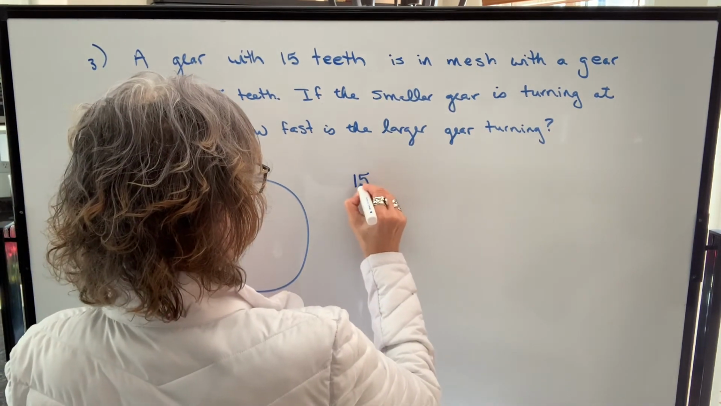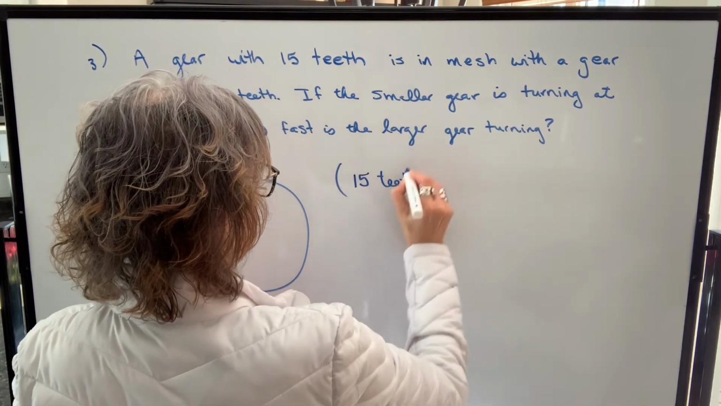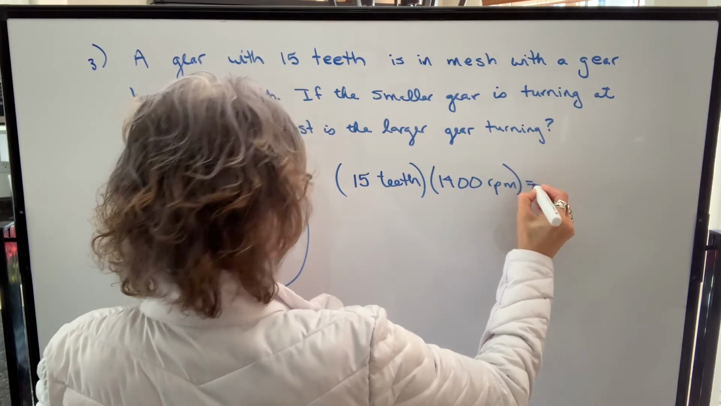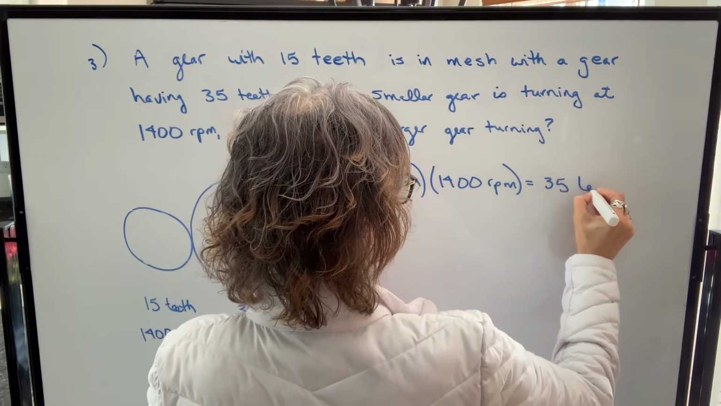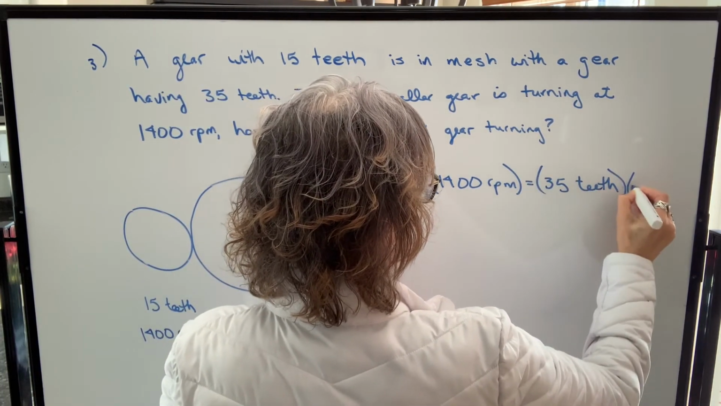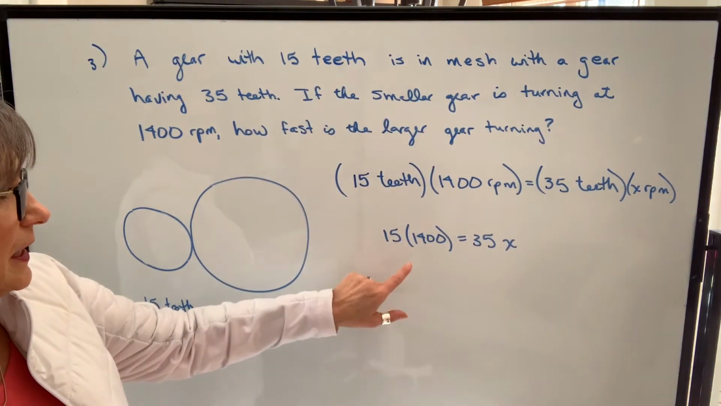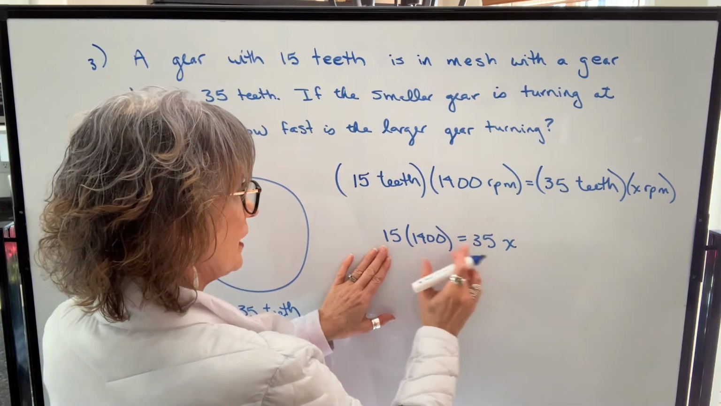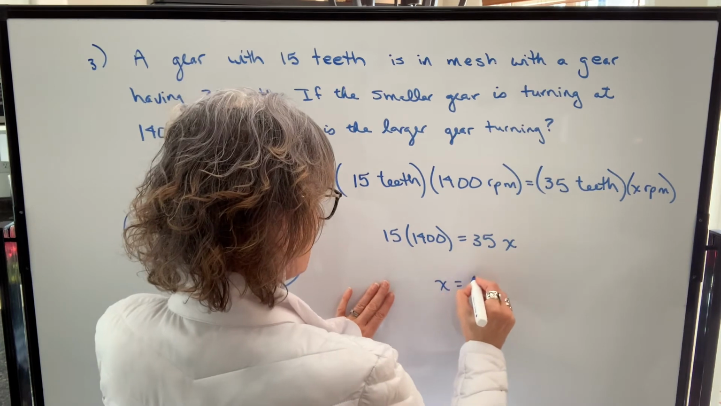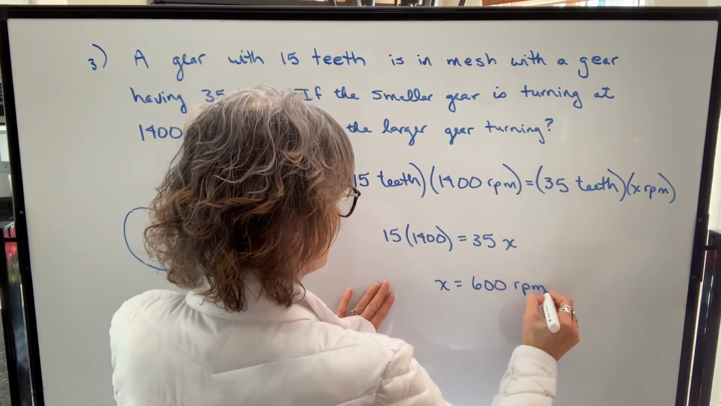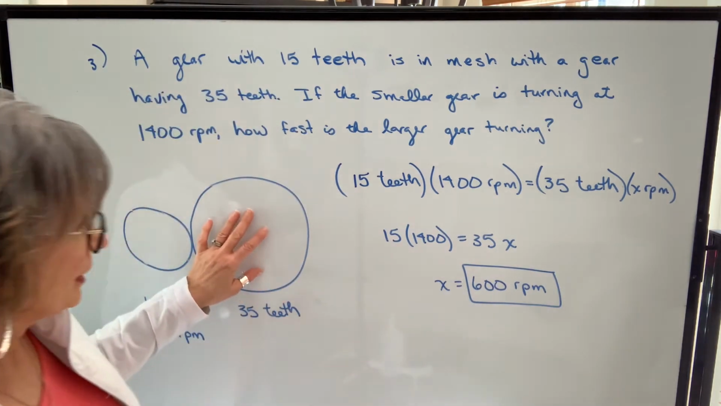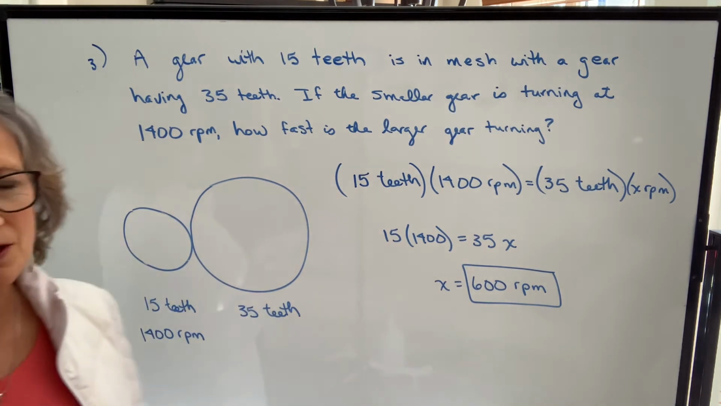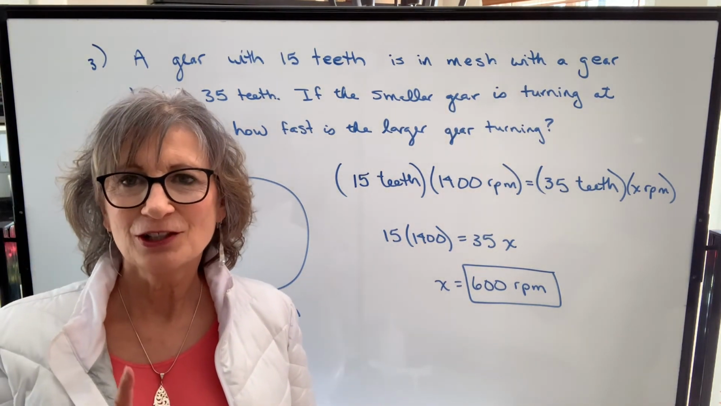So we have 15 teeth times 1400 revolutions per minute should be equal to 35 teeth times X revolutions per minute. I think it's easier if you look at it without units. We multiply 15 times 1400, we divide by 35, and we should get 600 revolutions per minute. So the larger gear is turning 600 revolutions per minute if the smaller gear is turning at 1400 revolutions per minute. Let's take a look at one more example.